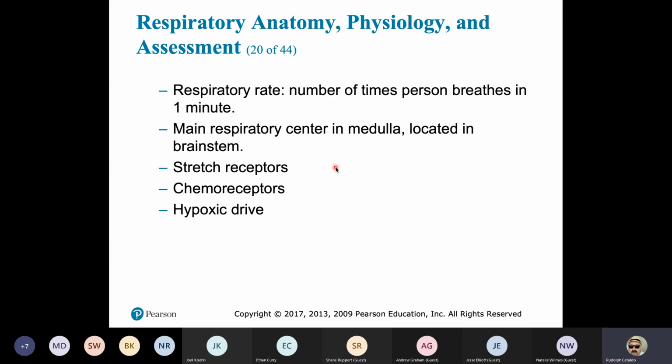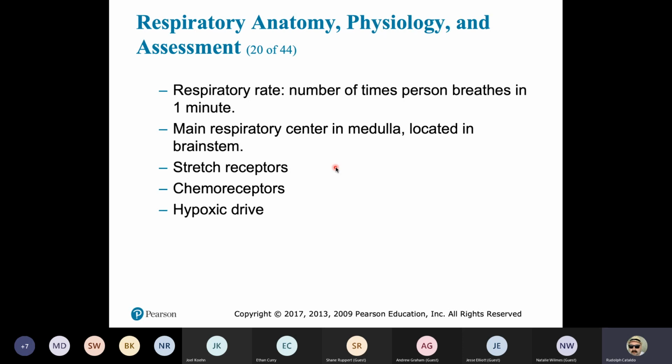Respiratory rate, this is back to EMT school. Number of times a person breathes in one minute. What is the average adult respiratory rate? 12 to 24. Okay, 12 to 20. 12, where are the 4? 12 to 20.